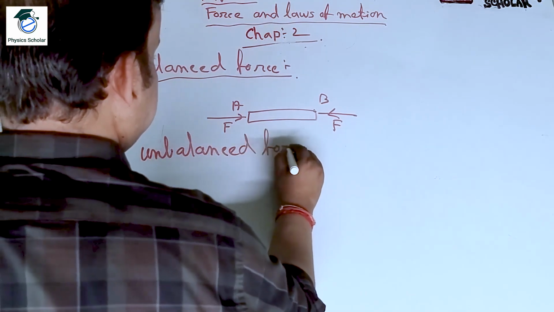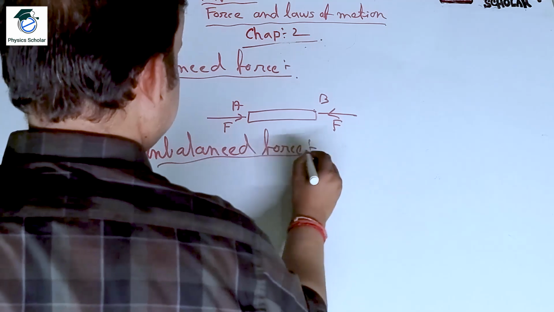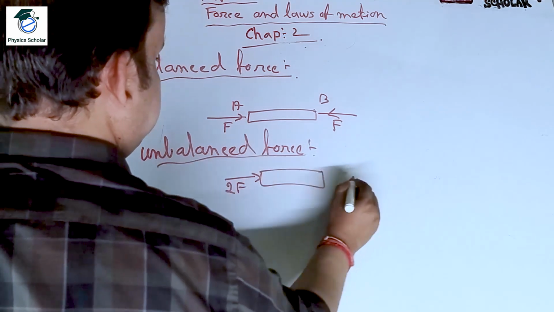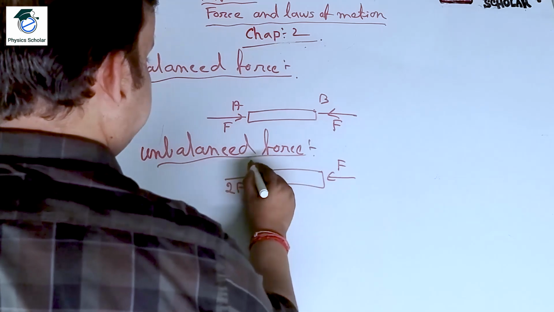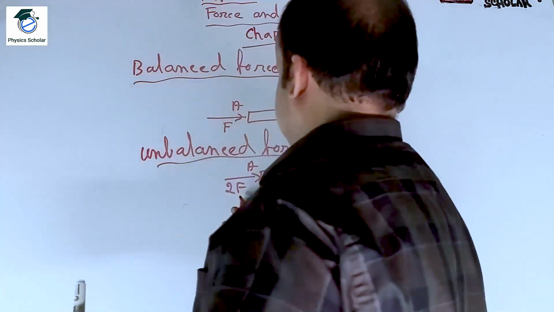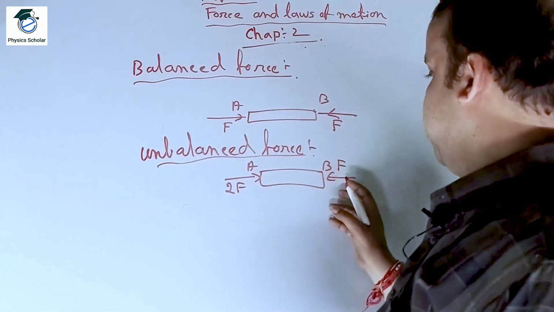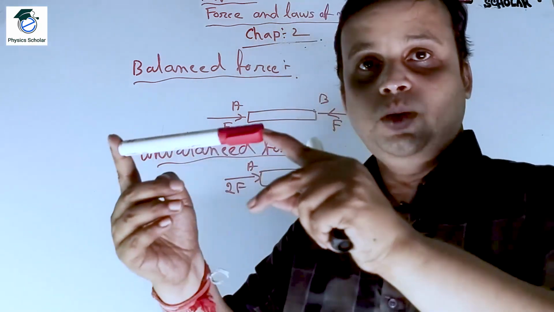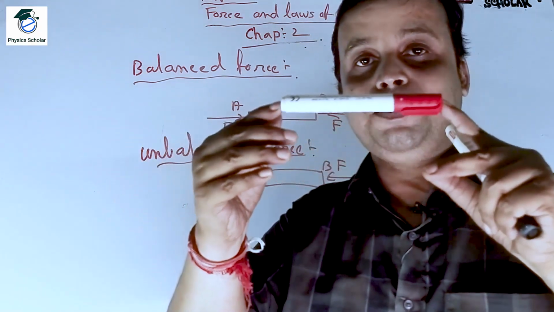Unbalanced force. Suppose this is the object, suppose it is 2F on one side and F on the other. That means from A to B, the amount of force is 2F, and from B to A, the amount of force is F. Suppose this side we are applying more force, and this side we are applying less force.